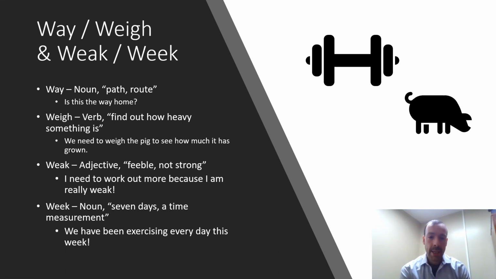Weak and week. Weak, spelled with an A, W-E-A-K, is an adjective. It's the opposite of strong. It means feeble. I need to work out more because I am really weak. If it's spelled with a double E, W-E-E-K, it's a noun for 7 days. It's a measurement of time. We've been exercising every day this week.